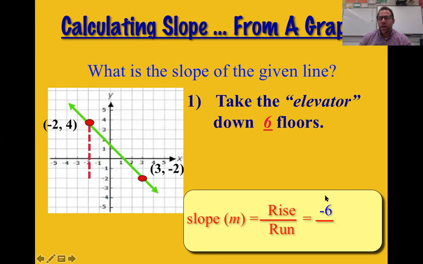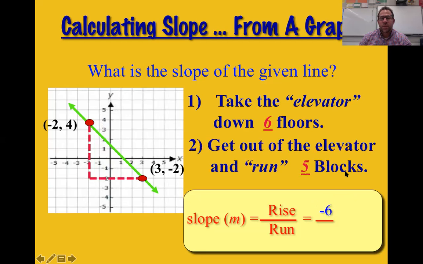So since I'm going down, I'm going to make it a negative number. So down 6, and then I'm going to get out and run 5 blocks. Okay, so down 6, run 5. Usually we always want to go either up or down and then to the right. When you get good at it, then you can start going the other direction and going left. But for now, in this case, we would go down and then to the right. Okay, and then that slope is negative 6 over 5.